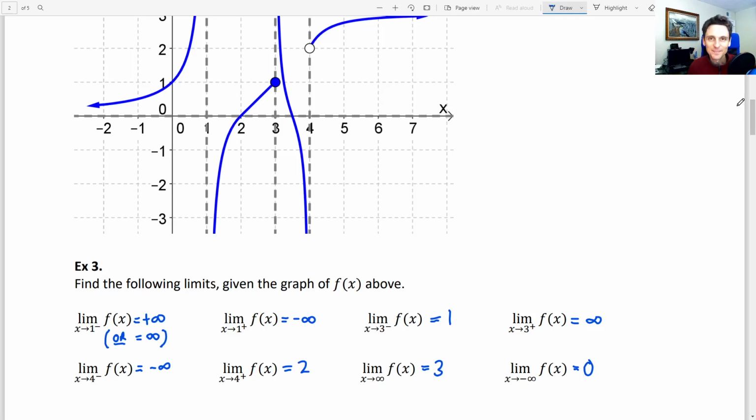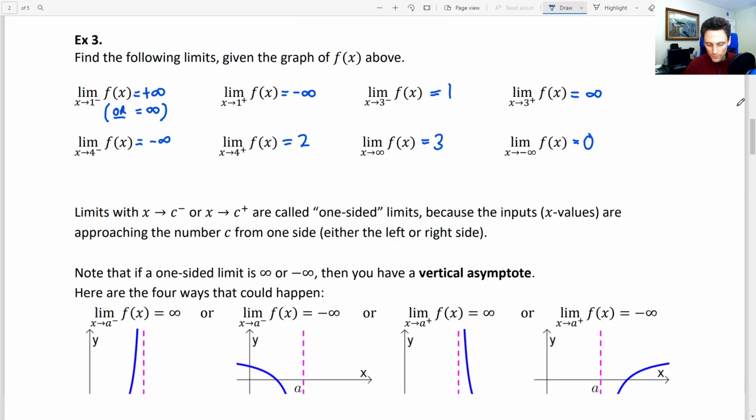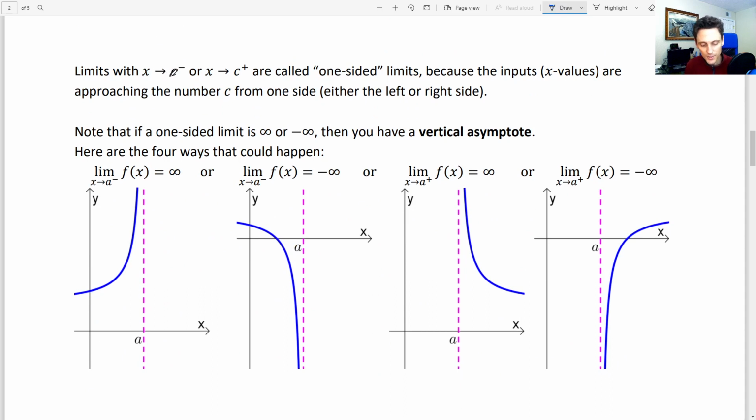Hello and welcome back. In the last part, we were talking about x approaching a number from the left or the right. These are called one-sided limits because the inputs, or the x values, are approaching this number c from one side, either the left side or the right side. Note that if a one-sided limit is either infinity or negative infinity, then that corresponds with a vertical asymptote.